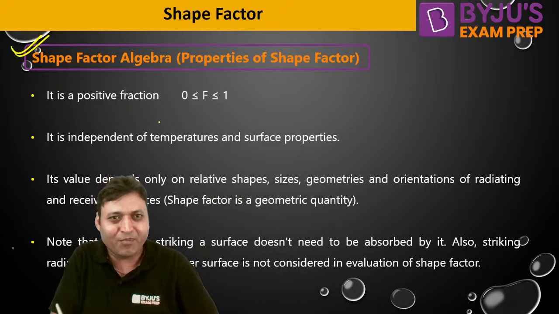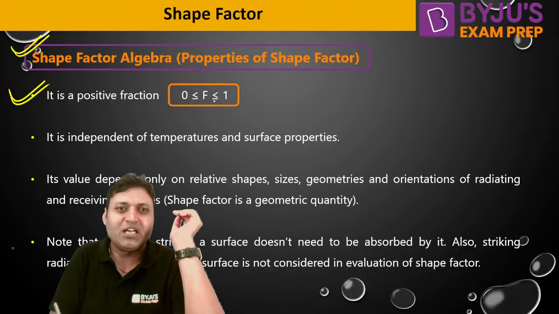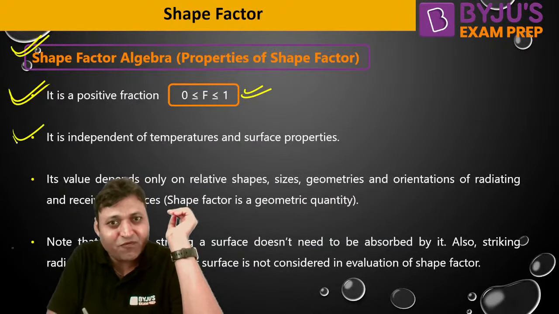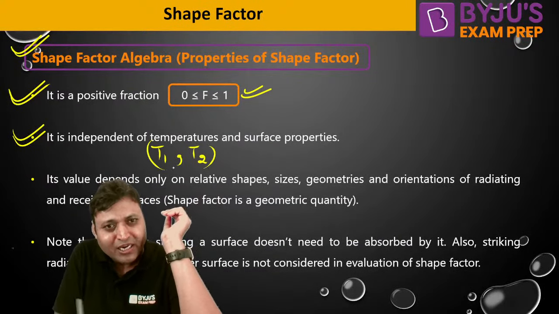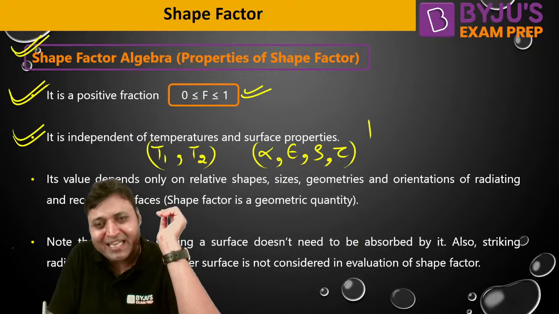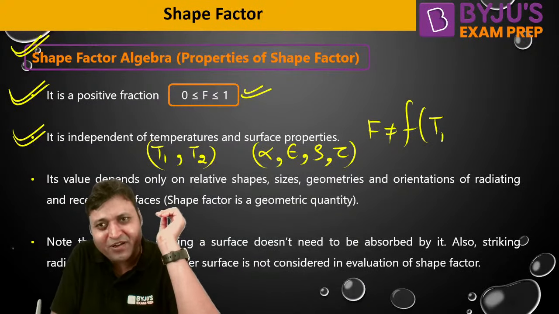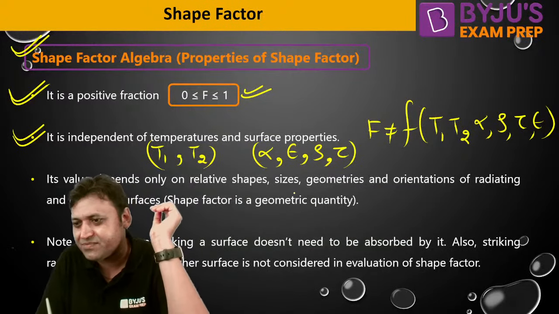We will proceed to understand the various properties of the shape factor. I have already talked about some of them. The first is that the shape factor is a positive fraction, lying between 0 and 1. And the shape factor is independent of temperature and surface properties. It is not a function of T1, T2, alpha, emissivity, reflectivity, or transmissivity. So the shape factor is neither a function of T1, T2, alpha, rho, tau, nor epsilon. It does not depend on these parameters.